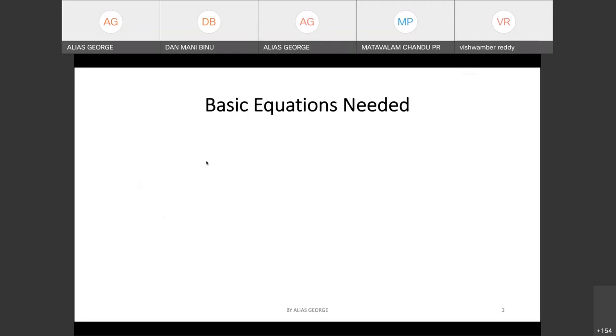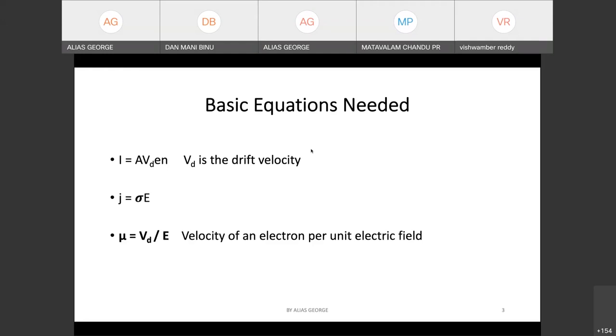Before going to this topic, we require some basic equations. I think everyone knows these equations. First, I is equal to A times drift velocity times n e. Second, J is equal to conductivity times electric field. And next, mobility is equal to drift velocity divided by electric field. I hope everyone knows these equations. We will use these equations interchangeably in this topic.